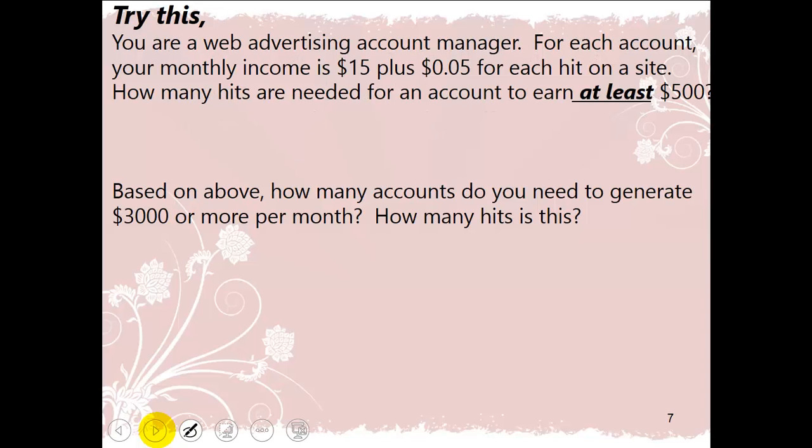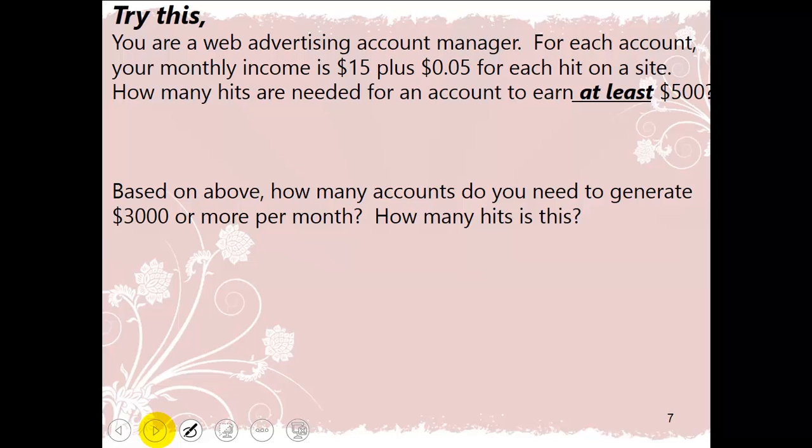Okay, let's try this one. I'm a web advertising account manager. And for each account, you're going to earn $15 plus a nickel for each hit on a site. Okay, how many hits are needed for an account to earn at least $500? So this would be a good idea if you're going to go into sales. You want to know how well you have to perform.